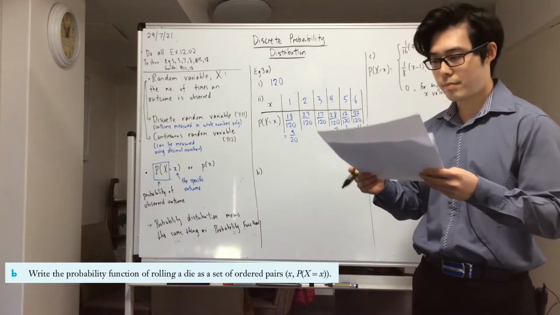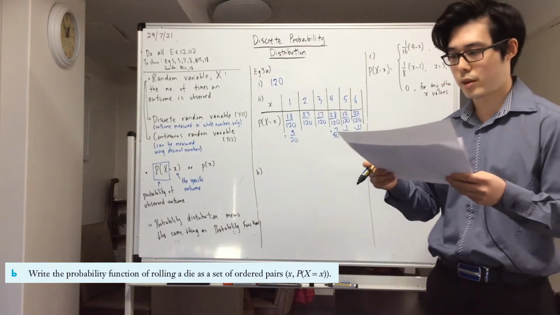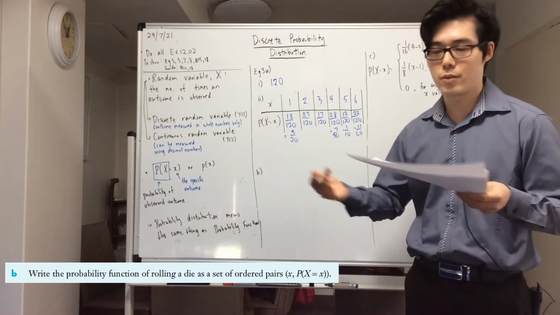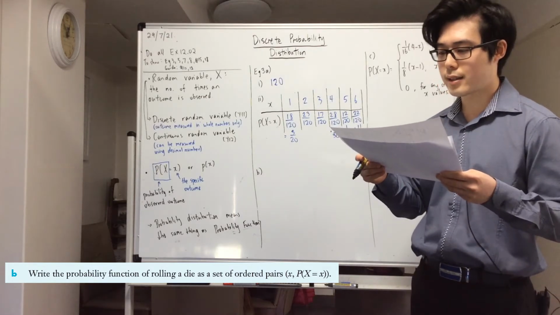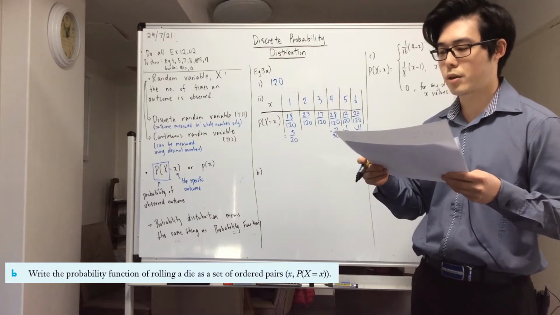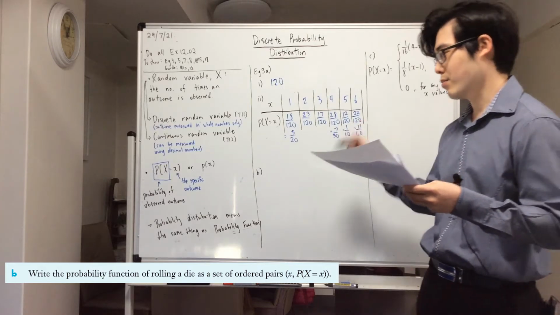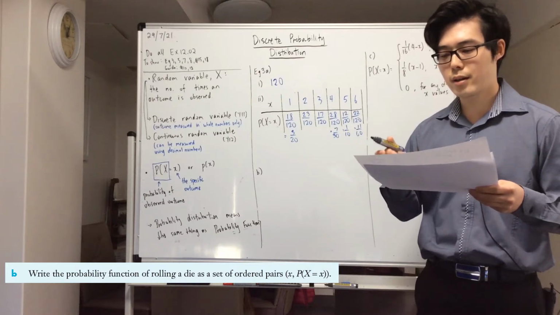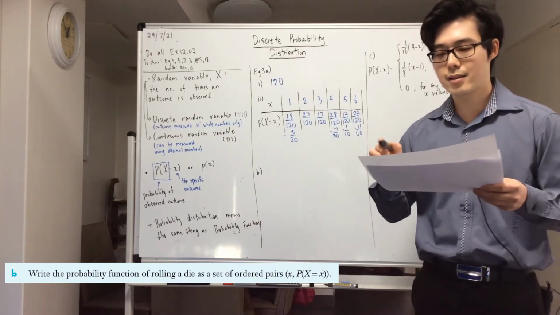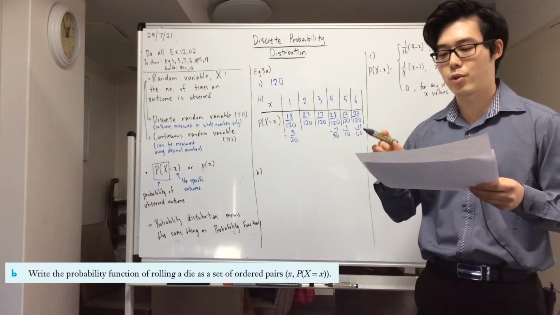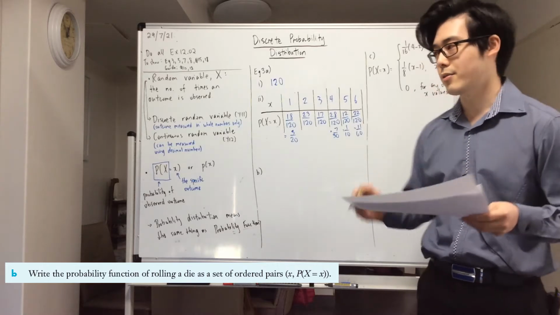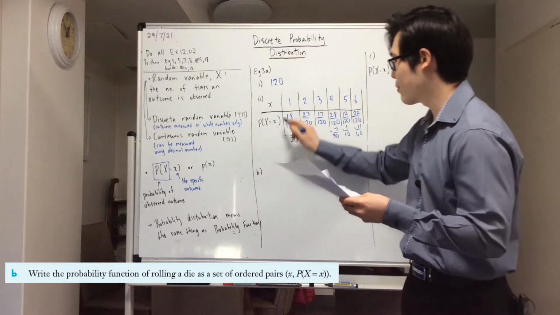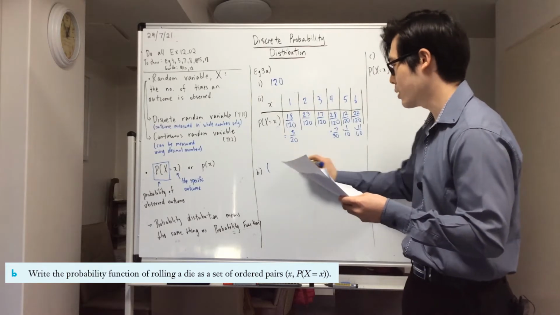Now, question B, I'd like you to pay attention to the wording of this question. It says write the probability function or distribution, remember they mean the same thing, of rolling a die as a set of ordered pairs, bracket x, bracket that. Now, in this question, it says write the probability function of rolling a die. It doesn't say write the probability function of rolling a die in this experiment. There's a difference. So in this question, they don't want you to draw a table. They want you to express every single one of these as a coordinate in a bracket.